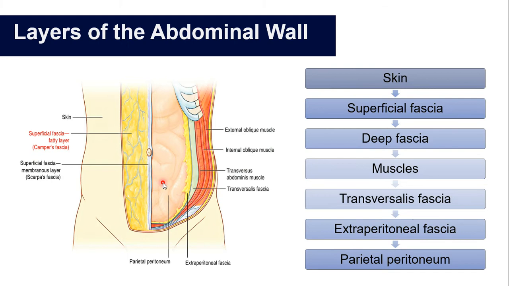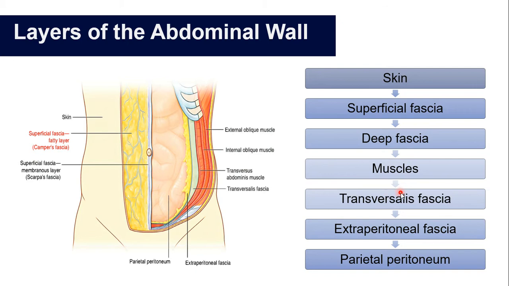After the superficial fascia, of course, we have the deep. Okay, so for the deep fascia, take note that it is in the anterior abdominal wall, which is a thin layer of connective tissue covering the muscles, and it lies immediately deep to the membranous layer of the superficial fascia. So after your membranous layer, under it is your deep fascia.